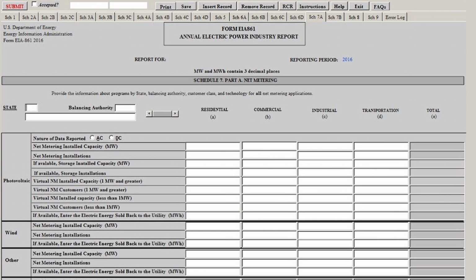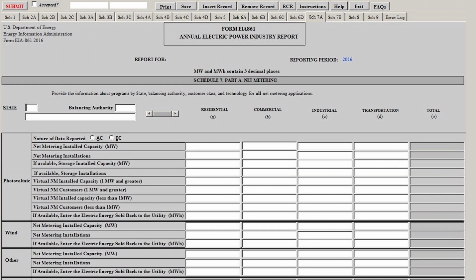Schedule 7 collects net metering and distributed generator information. Data is to be reported by state, balancing authority, technology type, and sector. Capacity is to be reported in megawatts and to the nearest thousandth. Please note that this schedule collects data as of December 31st of the reporting year.